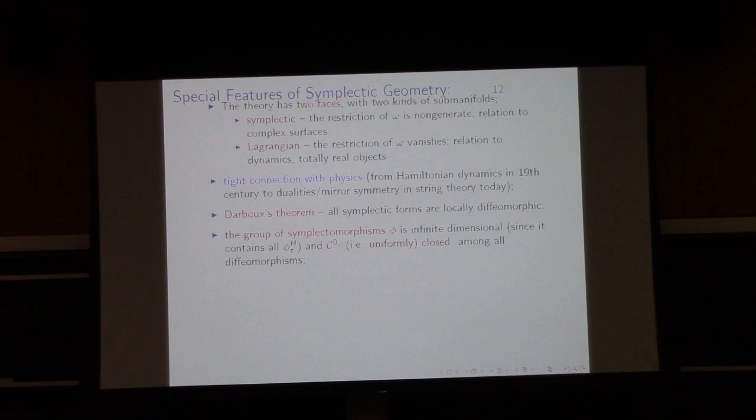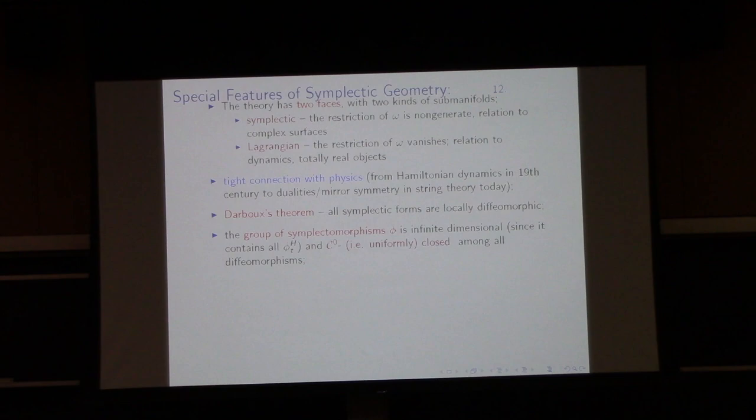And rather surprisingly, it's C0 closed among all diffeomorphisms. So what that means is, C0 means that's a uniform topology. So that's just, you know, you just measure distances. You have nothing to do with derivatives.